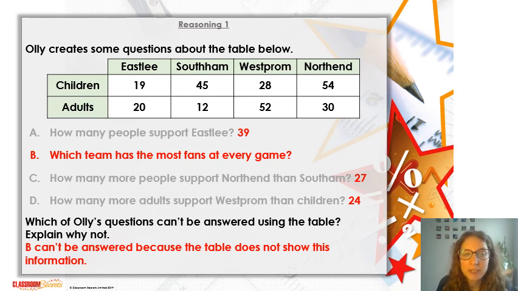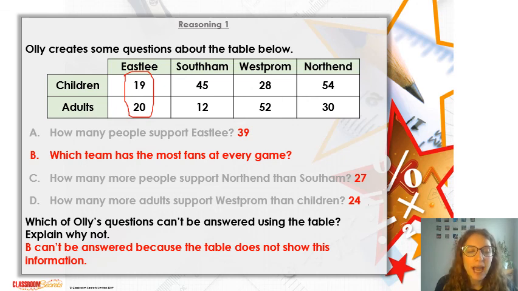How many people supported Eastleigh? So you just need to add these 2 together. It gives us 39. How many more people supported North End than Southam? So you need to add 54 and 30 together. You need to add 45 and 12 together, and then do a subtraction question. So it's a 2-step problem there. But there are 27 more people supporting North End.